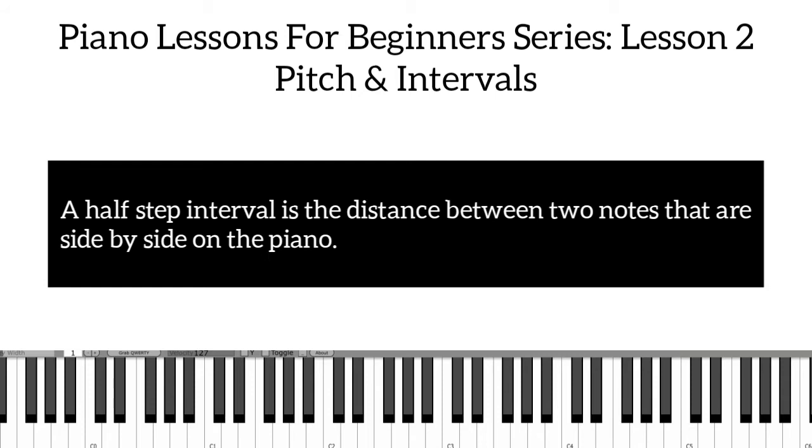So let me give you an example. This is B and this is C. These two notes are side by side on the piano, so the distance between both of them is a half step. Okay, this is E and this is F. The notes are side by side on the piano, so the distance is a half step. Okay, this is D and this is D sharp. Okay, these notes are side by side on the piano, so the distance is a half step.